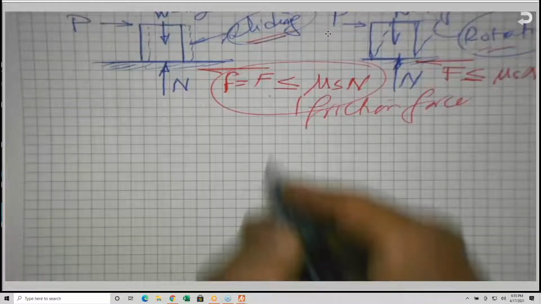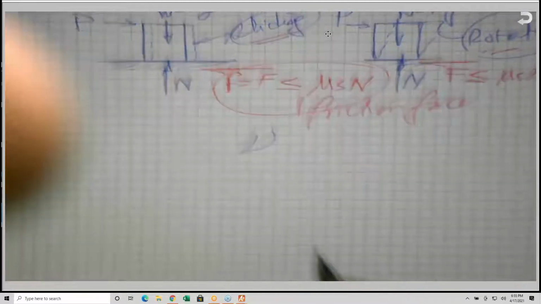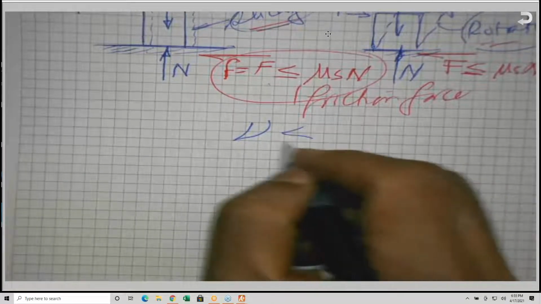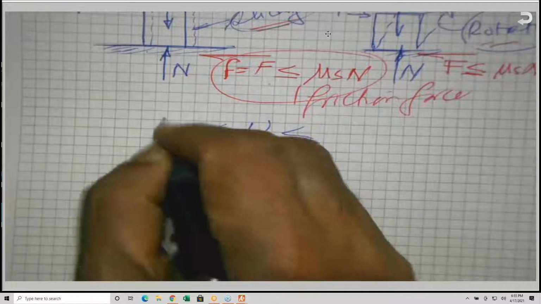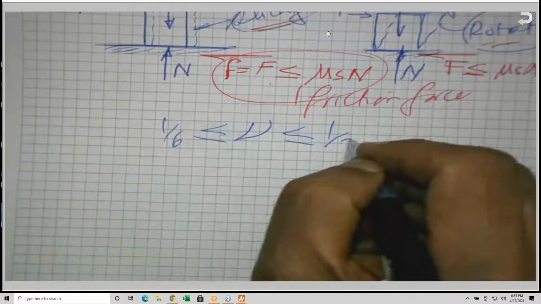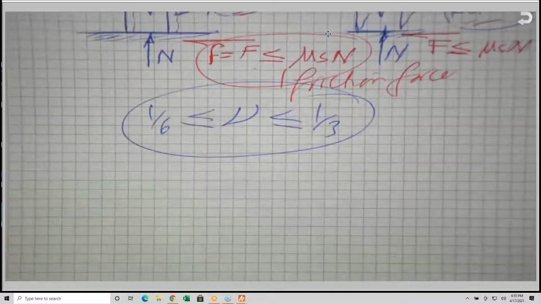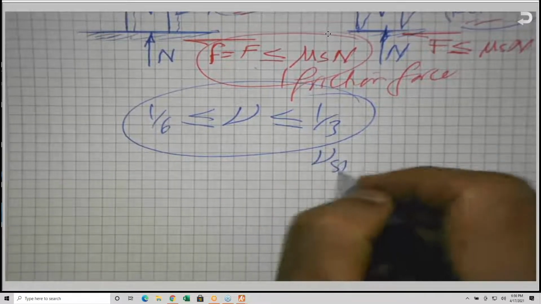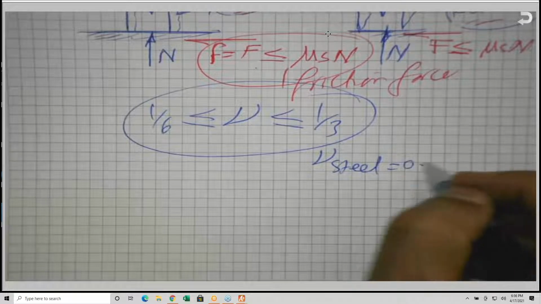This is why Poisson's ratio nu, I believe I mentioned it somewhere here, is between 1/3 and 1/6 for most structural materials. For steel, for example, it is 0.32. Poisson's ratio for steel is equal to 0.32. Some books use 0.33.